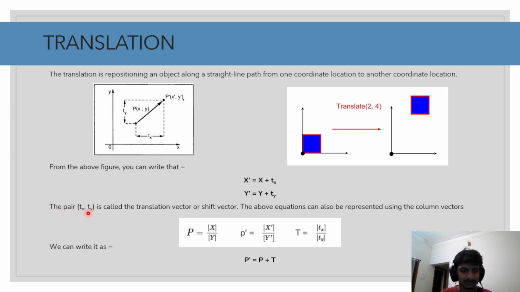And the pair tx, ty is called translation vector or shift vector. The above equation can also be represented using the column vectors. And as you can see here, matrix representation: P is equal to x by y, P dash is x dash by y dash. So you get T as tx by ty, and we can write the same thing as P dash is equal to P plus T.